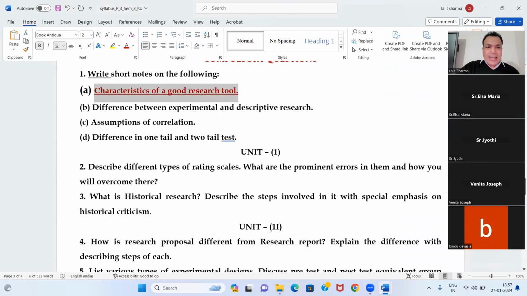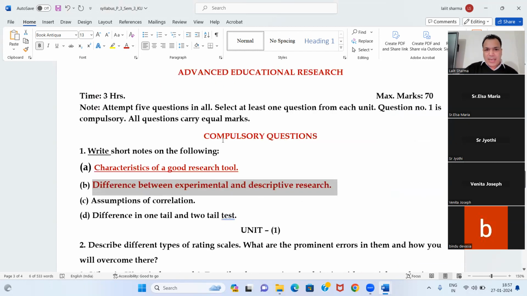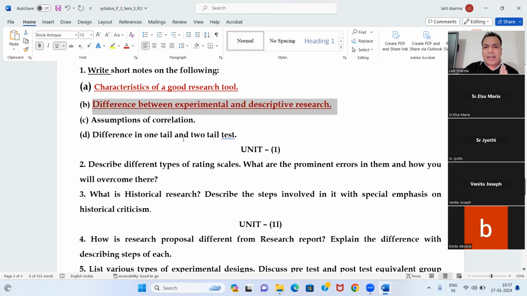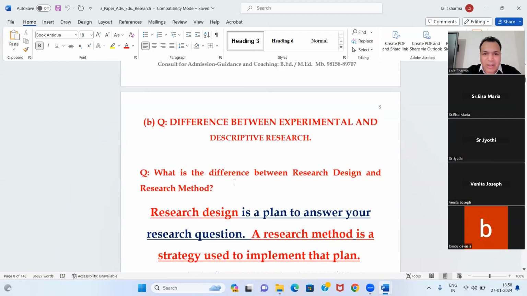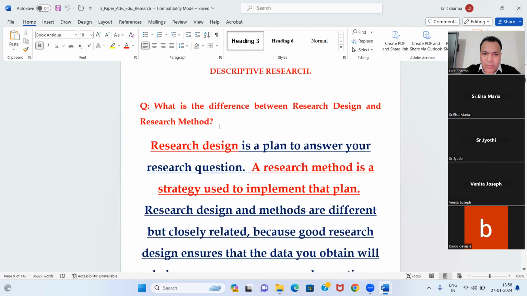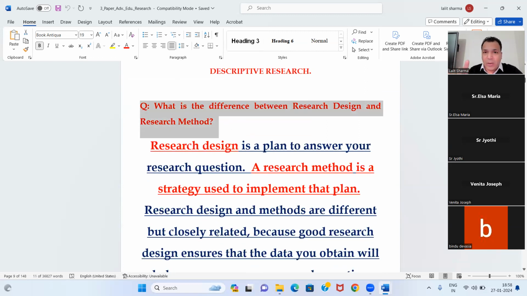Now see the second question. The second question has come: difference between experimental and descriptive research. Yes, see, this is last year's paper. Difference between experimental and descriptive research. So before going into the difference between experimental and descriptive research, first of all I want to clear the concept, because this is a conceptual paper. The concept should be cleared, guys.